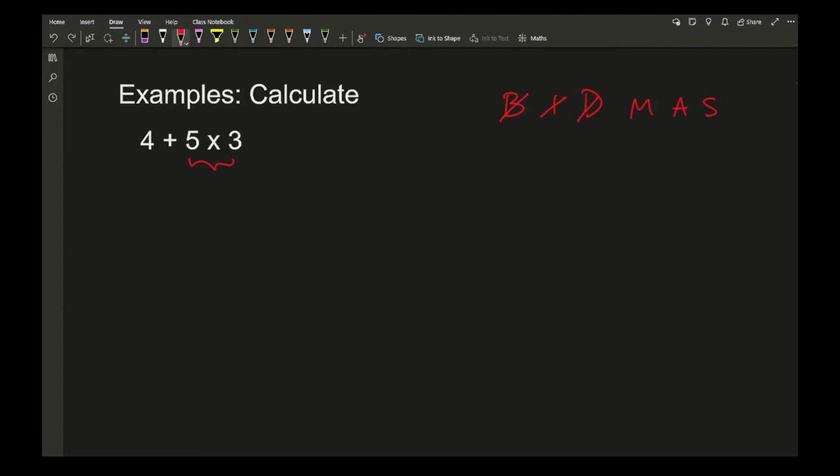So here we've got 5 times 3, which is 15, and then I've got 4 plus 15, and I go back to my list. Do I see any adding? Yes. So I've then got to do the adding of 4 plus 15, which gives me an answer of 19, and there is my final answer.